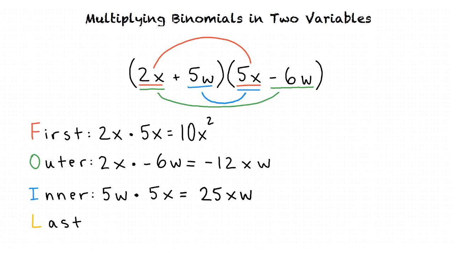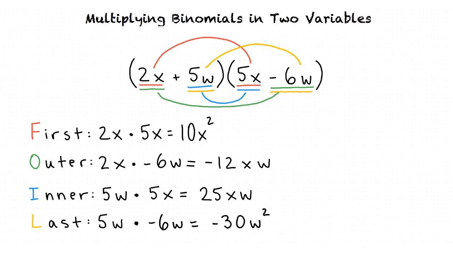The final letter in FOIL is L. Last means that we are going to multiply the last term in each of the binomials. The last term in the first binomial is 5w, and the last term in the second binomial is negative 6w. 5w times negative 6w equals negative 30w squared.